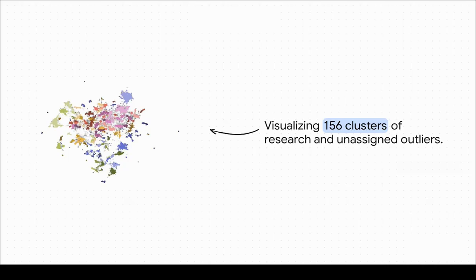What you're looking at is a 2D scatterplot of 30 years of scientific literature. Every single colored blob represents one of our 156 semantic groupings. The machine figured out all on its own that those papers belong together. And all those gray dots scattered like dust in the background? Yep, those are our unassigned outliers. It's literally the structure of human knowledge mapped entirely by AI.